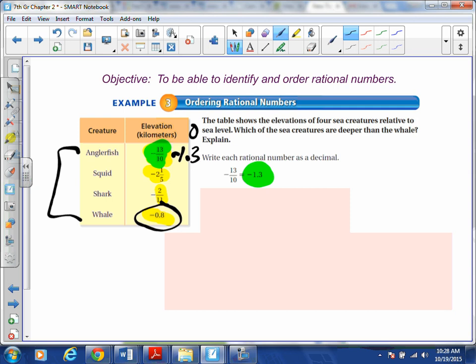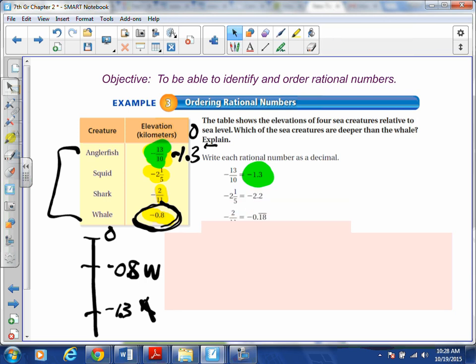They carried out the division and said, okay, this says negative 13 divided by 10, which is negative 1.3 kilometers. In other words, the anglerfish is a whole kilometer plus an extra 3/10 below sea level. Is it deeper than the whale? Is a whole kilometer and even some more below sea level deeper than the whale, who's not even a full kilometer below? Here's 0. Here's the whale at negative 0.8. And my anglerfish is much farther below. Negative 1.3, that would be the anglerfish. Okay, check the next one.